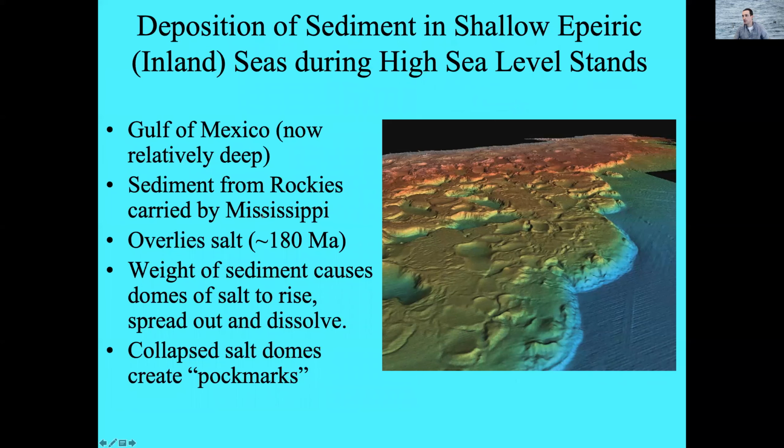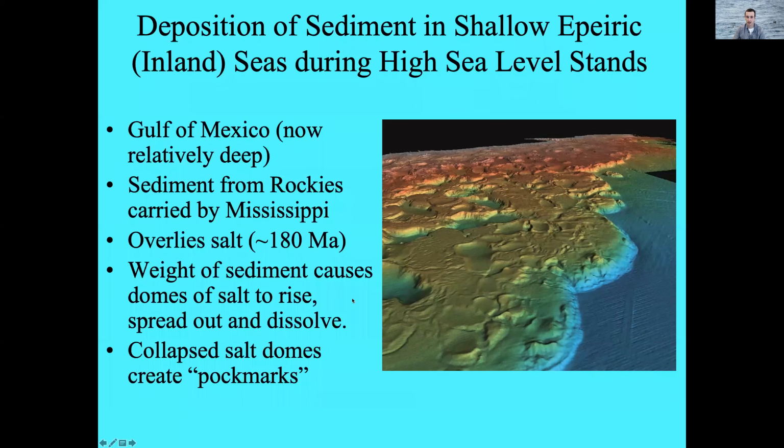Another type of sediments that you can find are in shallow epeiric seas. These are inland seas where you can have the sediments getting quite shallow. So the Gulf of Mexico is now relatively deep. It used to be quite shallow. About 180 million years ago, there was periodic evaporation of the waters in this isolated basin, and you got really large salt deposits that would form on the sediments.